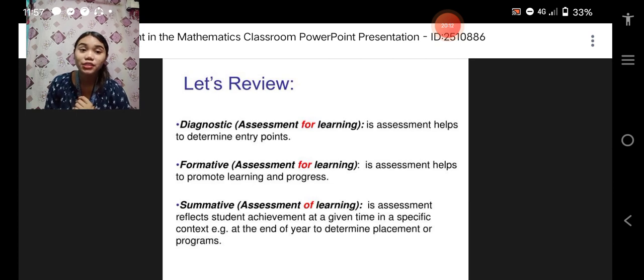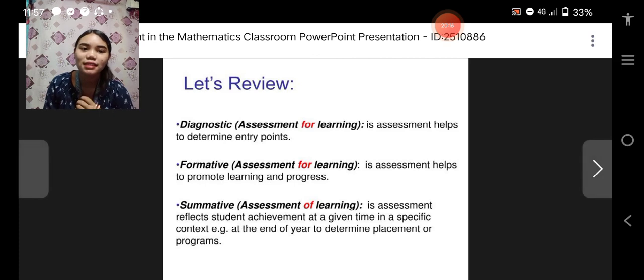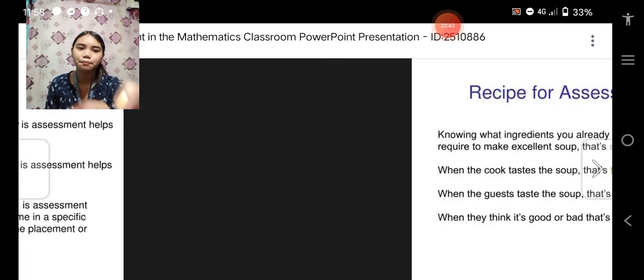Let's also review the previous topics. Diagnostic assessment, or assessment for learning, is used to determine entry points. Formative assessment for learning is assessment that promotes learning and progress. Summative assessment of learning reflects student achievement at a given time in a specific context, at the end of the year, to determine placement in a program.